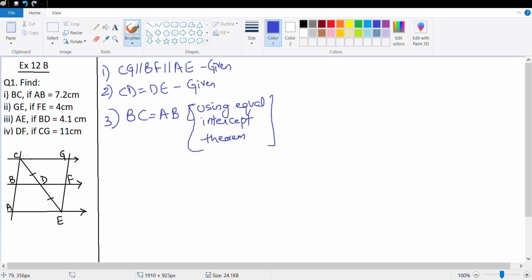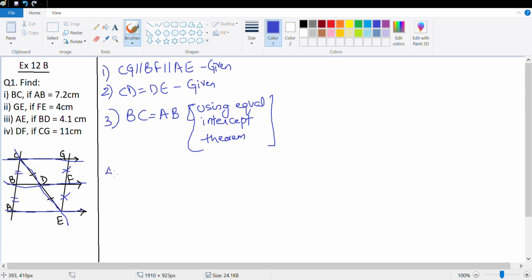Let me draw this again. These are the three parallel lines, and in these three parallel lines, the transversal CE is making equal intercepts between these pairs of parallel lines. So if CD and DE are equal, then AB and BC will be equal. Similarly, GF and FE will also be equal.